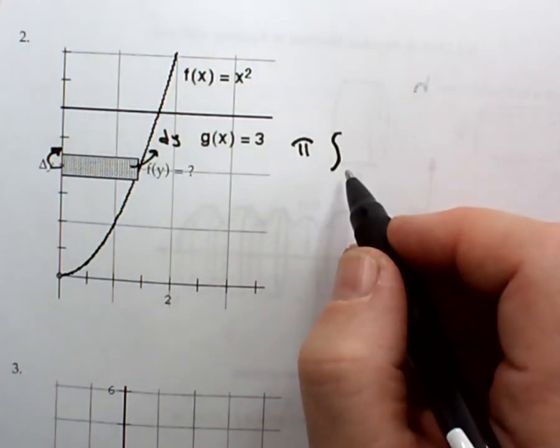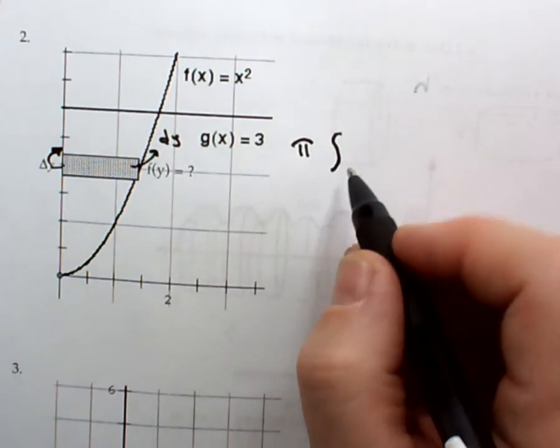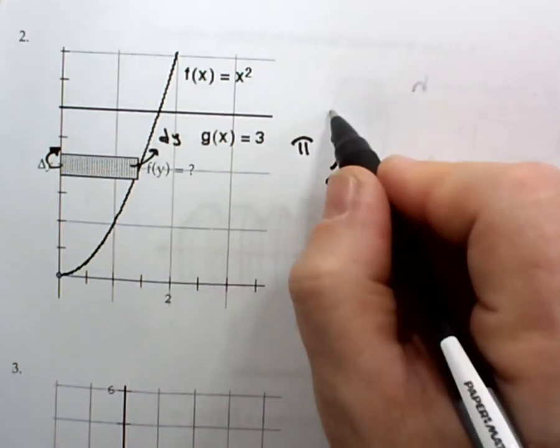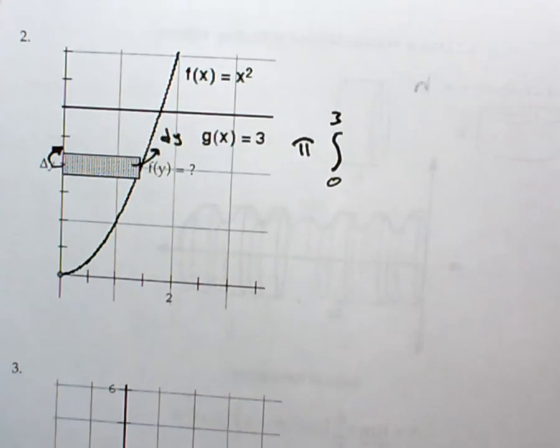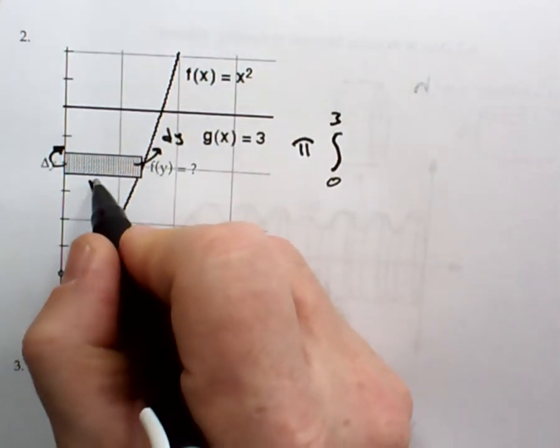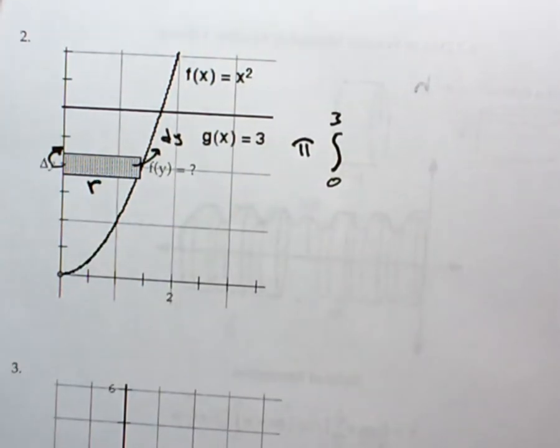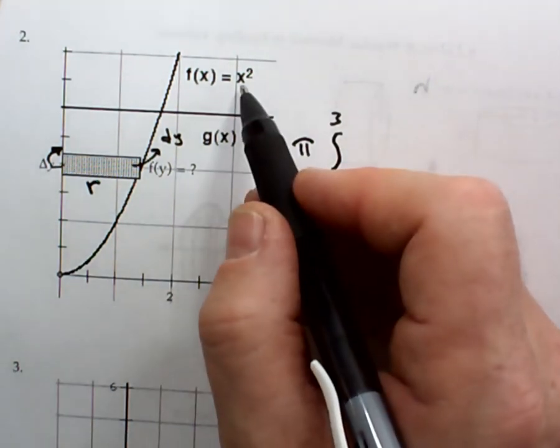I don't know how you got it. Megan, what am I integrating from what to what? 0 to 3. Perfect. Okay. So now, here's my radius, right? What's my radius? Is it x squared? Why can't I put x squared in there, Kastrima? It says x squared right here.